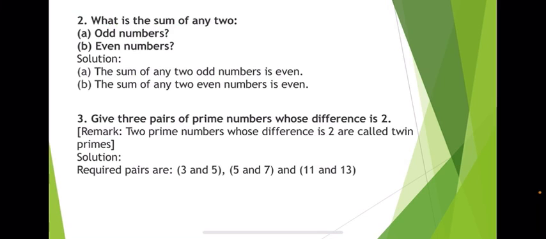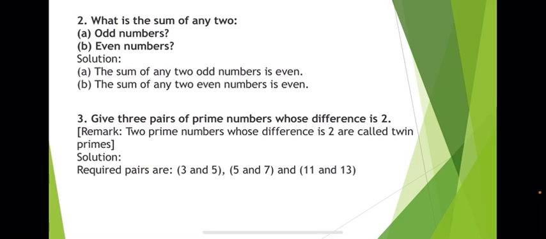Now, moving to question number 2. What is the sum of any two odd numbers? The sum of any two odd numbers is even. Let us take an example of two odd numbers. As you know, 3 is an odd number and 5 is also an odd number.